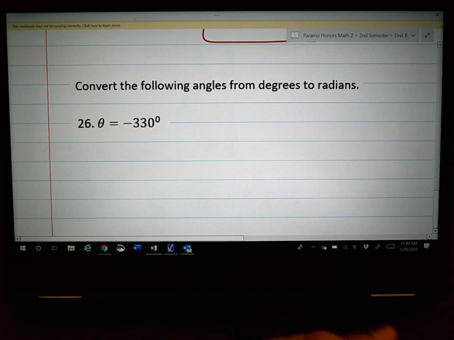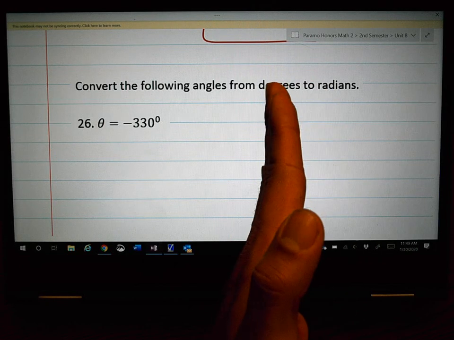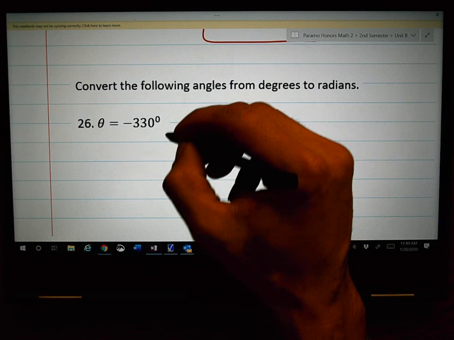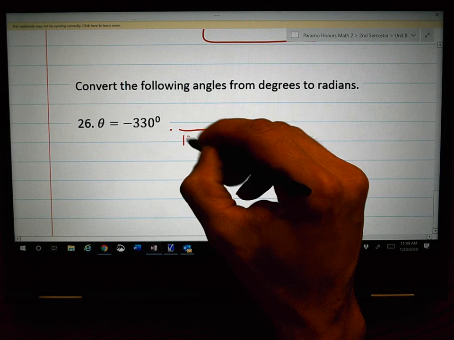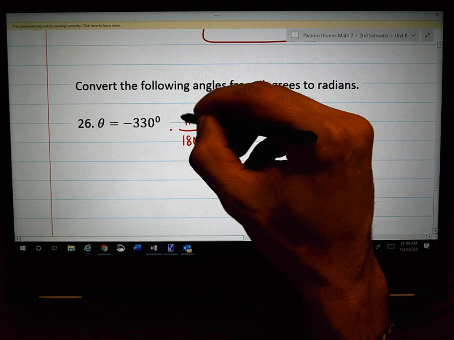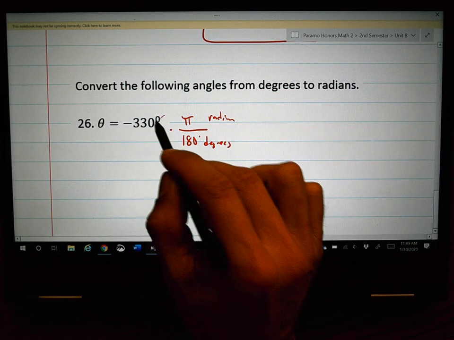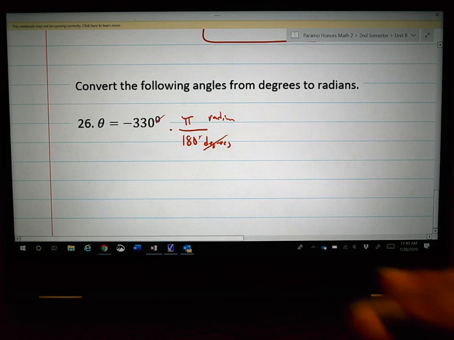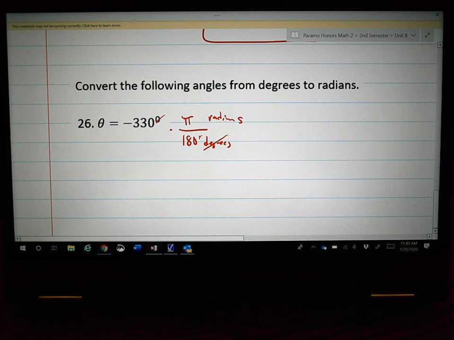The last example that I have for you is number 26. Negative 330 degrees. We're going to convert it from degrees to radians. If we're trying to get rid of degrees, then the conversion factor better have degrees on bottom. I know that 180 degrees is the same thing as pi radians. Degrees and degrees will basically cancel each other out. You'll be left with how many radians there are.